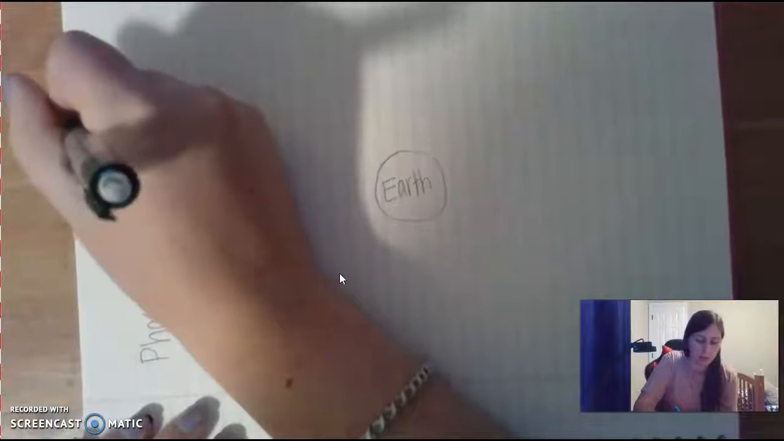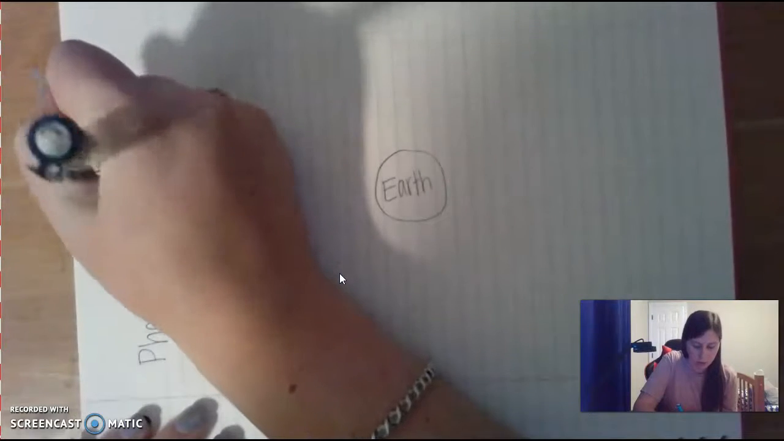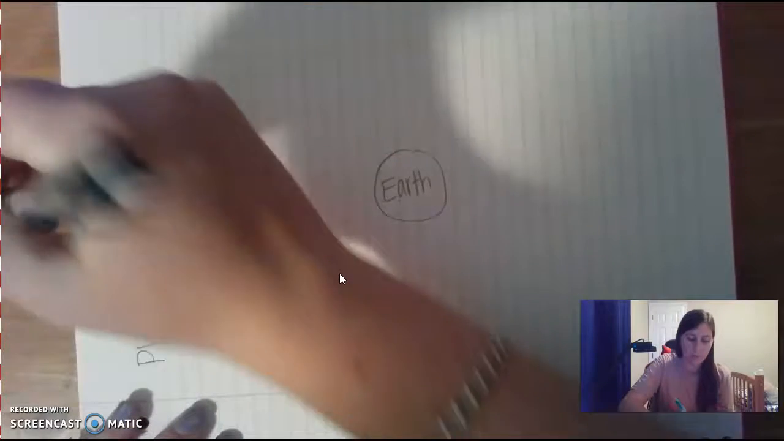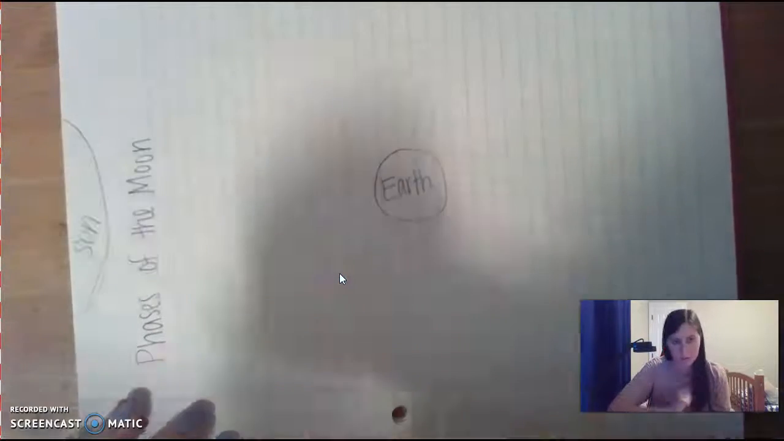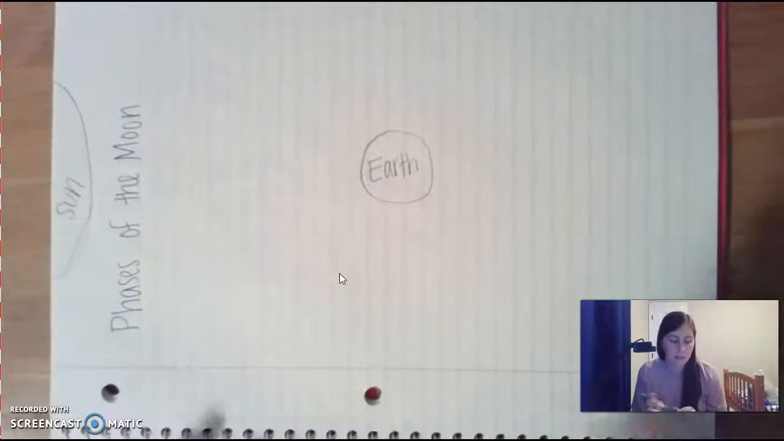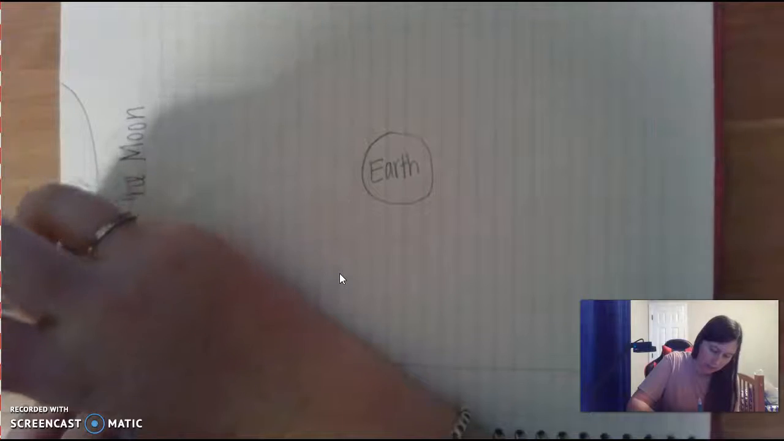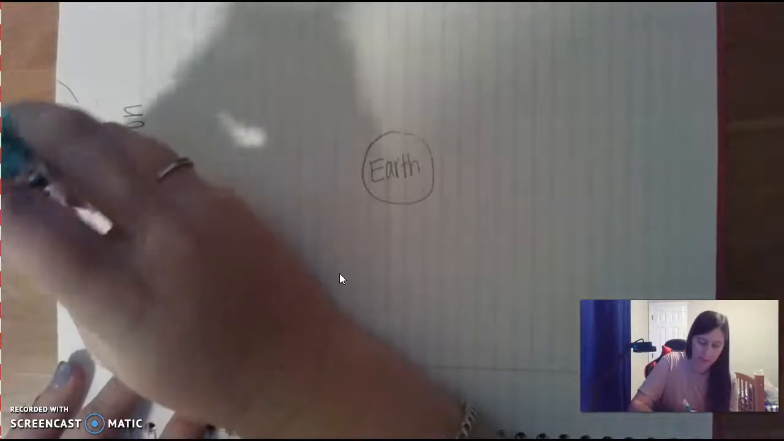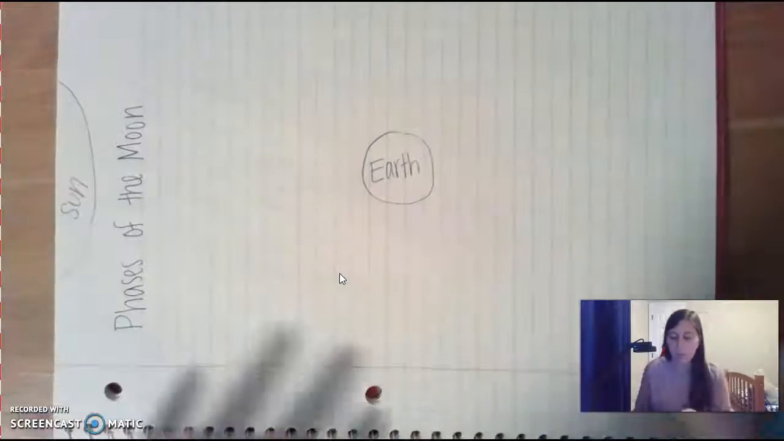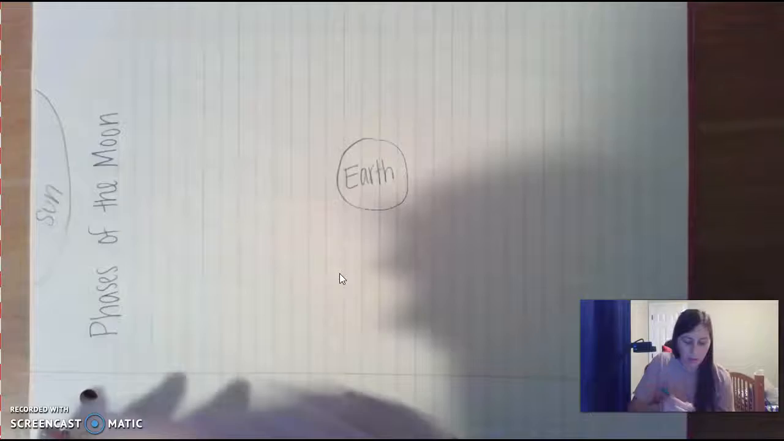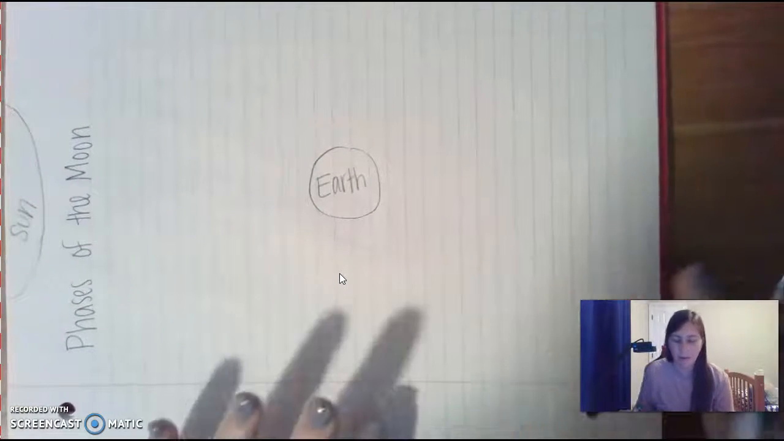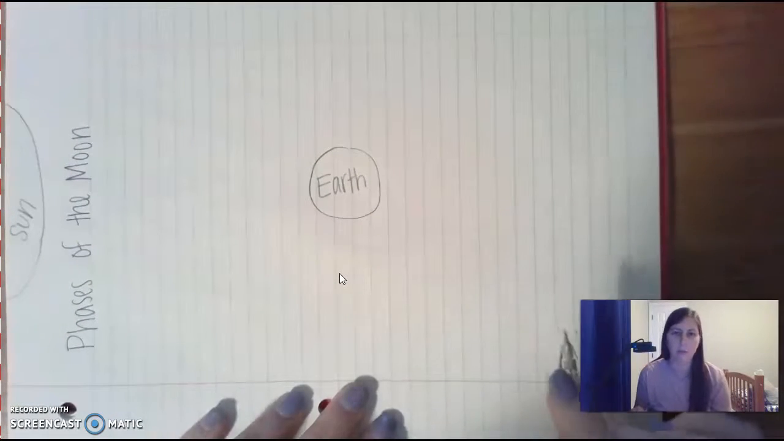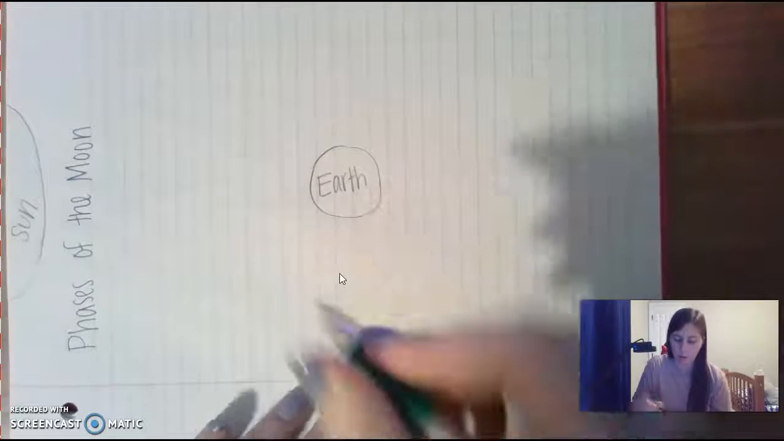Off to the side of our Earth, way out on the edge of our paper, we have our lovely sun. The sun's important because it is how the moon gets its light. So we have 8 different phases of the moon that we are learning about. So I'm going to draw 8 circles around our Earth.